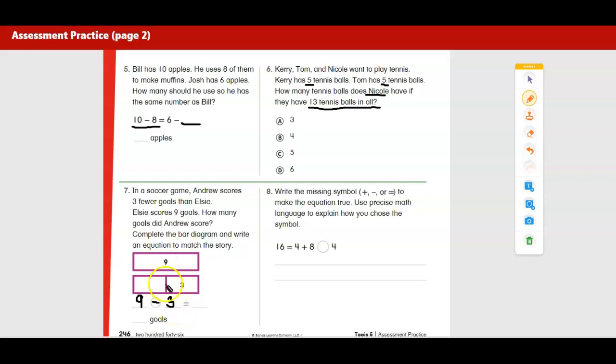You can use the bar diagram to put in small dots or small counters, or the missing number, to complete the bar diagram. So you can use the diagram and the equation to find out how many goals Andrew scored. We're going to use the equation 9 minus 3 to find the total number of goals that Andrew scored.